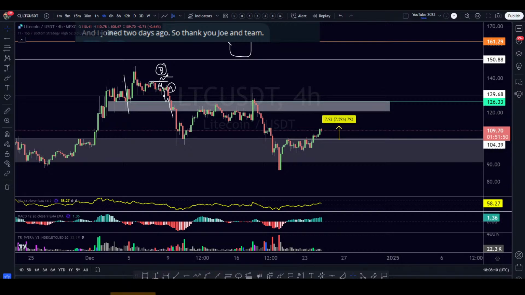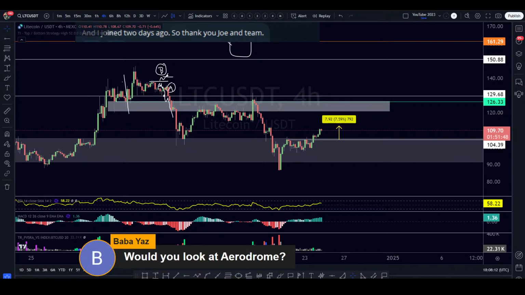So let's see here. Would you look at Aerodrome? I love Aerodrome. Aerodrome Finance is an absolute beast. We were definitely going to look at Aerodrome. Absolutely. And this is one of the ones that we have in the VIP.